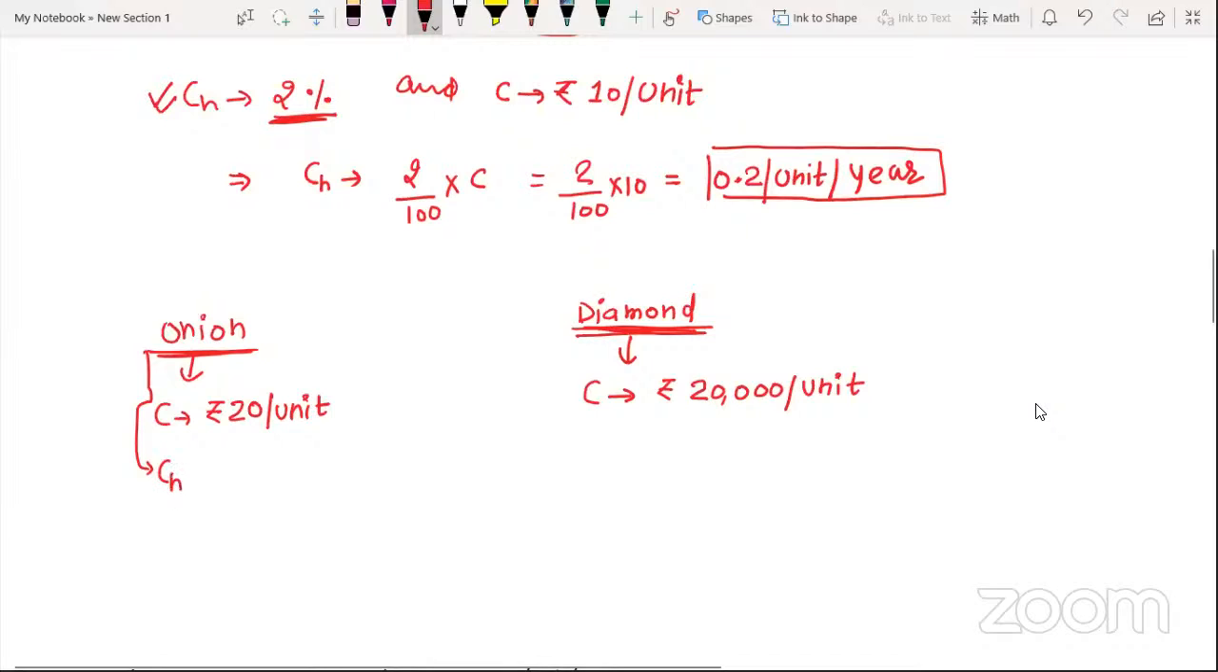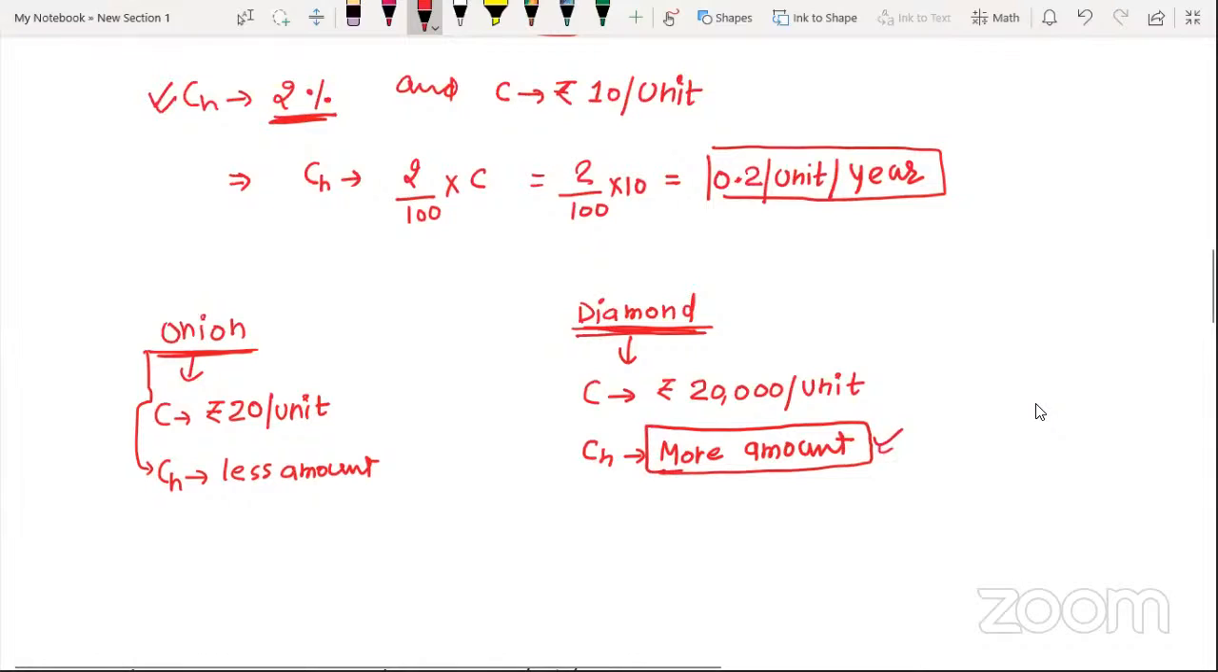Now for holding the onion, you are going to pay a less amount of ch, because you are going to pay less maintenance cost. But for diamond the ch value will be more. You are going to pay more, because it is expensive and you will pay more maintenance cost and more security cost. Since it is a more expensive item, you are going to pay more and more holding cost here. The ch value is going to be more, and this other one is a less expensive item.